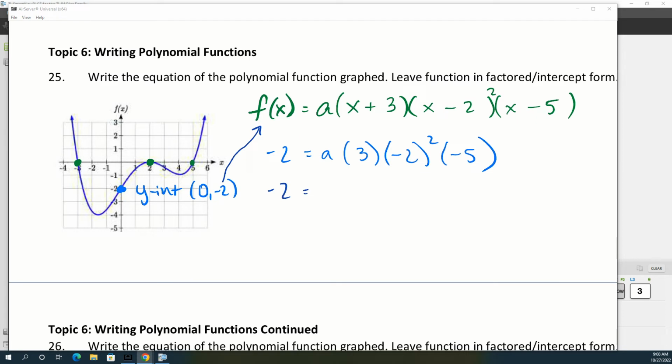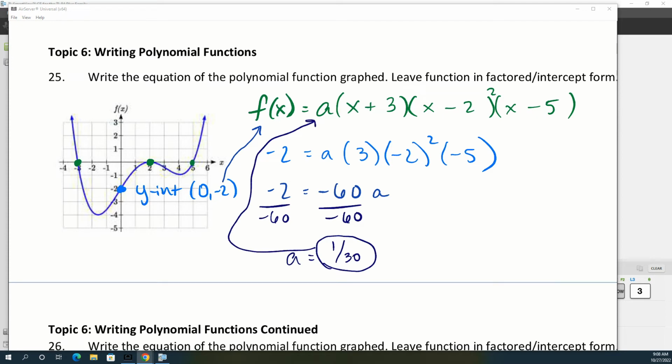All right, so that's going to be 3 times 4 times -5, which is 12 times -5, which is going to be -60a. And then I'll just divide by that -60. And then that's going to reduce to 1/30th, which is kind of a weird number to be a, but that's okay. So your final answer is going to be 1/30th and then all those factors.